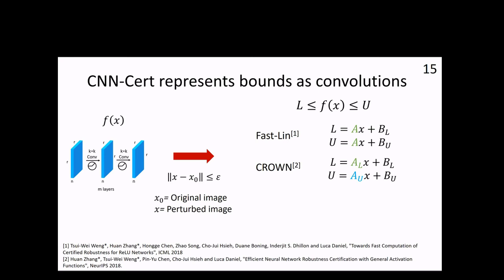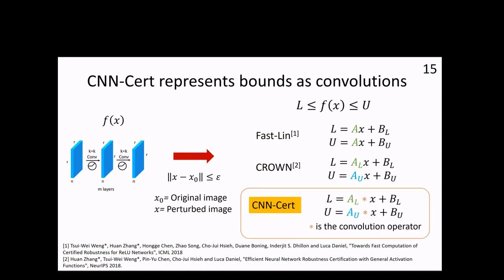CROWN changes this by making it not necessary that the two hyperplanes are parallel, but the bounds are still in the form ax plus b. CNN-Cert represents bounds in the form a convolved with x plus b. This is what allows CNN-Cert to be more efficient than existing algorithms.